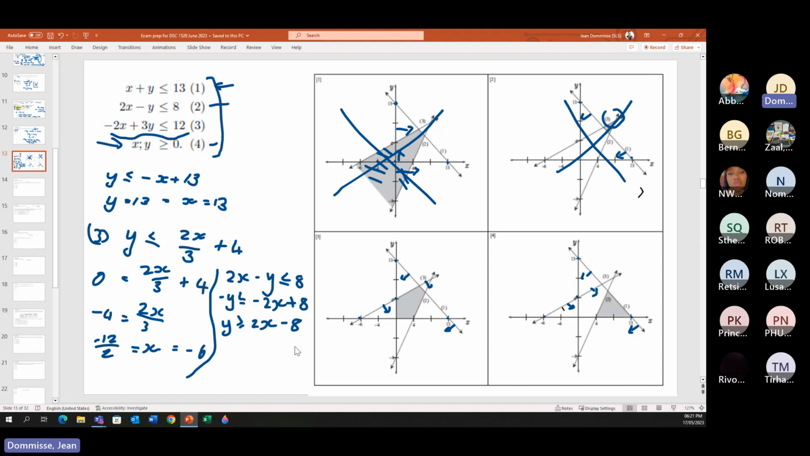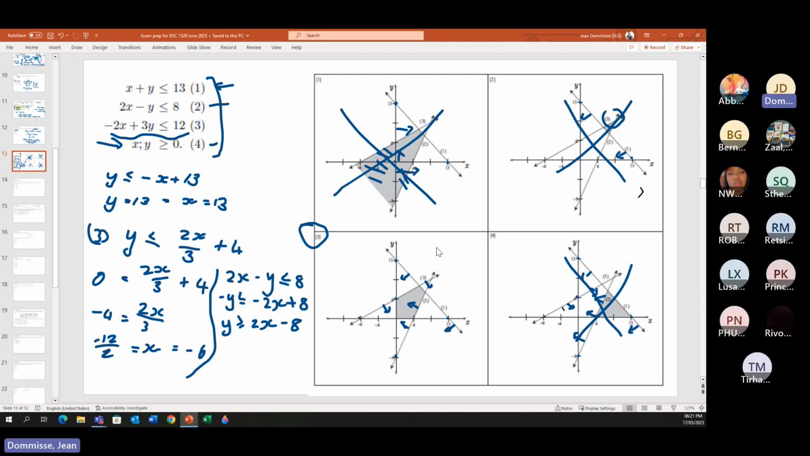So let's again look at the equations. There's minus 8. There's minus 8. Should be bigger or equal to that one. Okay, so not that one. Bigger or equal to. Okay, so option 3 is the correct one.